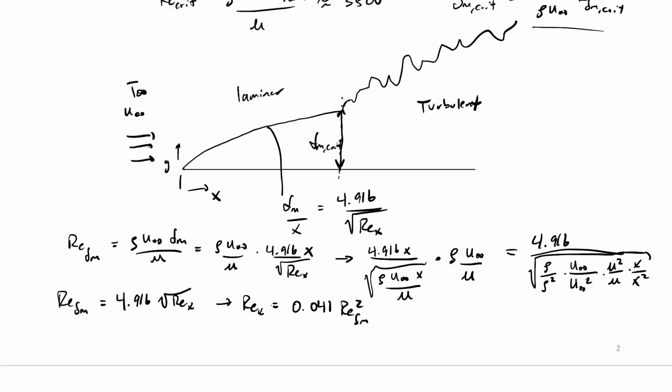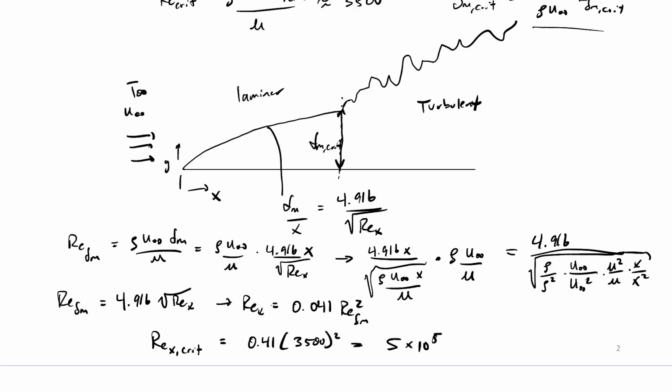Now we know that the critical Reynolds delta M there was 3,500. So let's substitute that in, and we end up with Reynolds at x critical is going to be 0.041 times 3,500 squared. And voila, that equals 5 times 10 to the 5th. So that's the relationship between the number you're familiar with, 5e to the 5th, and the boundary layer thickness. Questions on that?